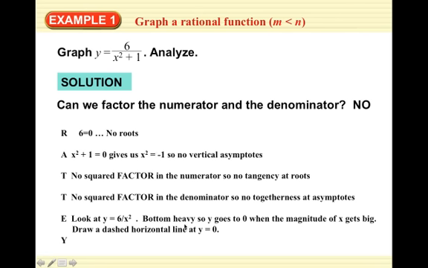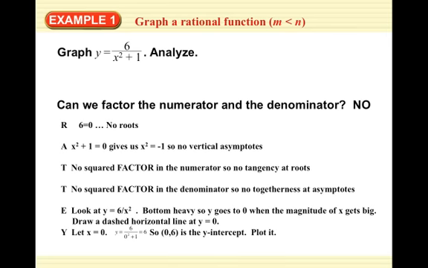Whenever you have a bottom-heavy function, your horizontal asymptote is going to be at y equals 0. So you're going to draw a dashed horizontal line at y equals 0. So if you want to go ahead and put that on your graph, you can. We're going to look at the graph in just a second. The last thing is Y. That's our y-intercept, so we let x equal 0, so that gives us y equals 6 over 0 squared plus 1. So 6 over 1 is 6, which is just the ratio of our constant terms. So (0, 6) is the y-intercept, so go ahead and plot that.